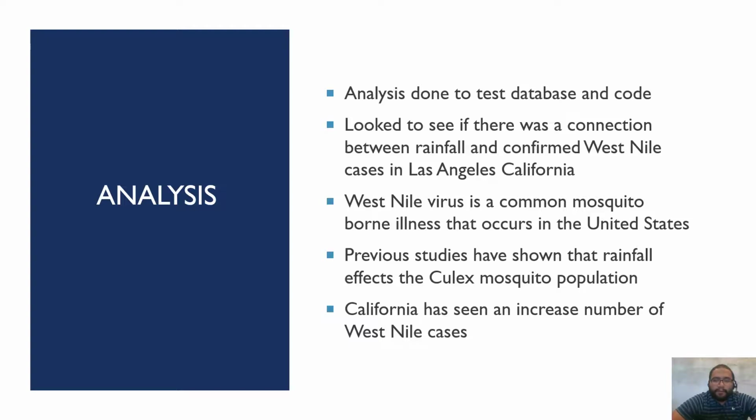The analysis done for this project was simply looking to see if there was a correlation between West Nile virus cases and confirmed cases in Los Angeles, California, and rainfall. The West Nile virus, so everyone is aware, is a common mosquito-borne illness that occurs in the United States. Previous studies have actually shown that rainfall affects the Culex mosquito population, which is the mosquito that has the West Nile virus. California has also seen an increased number of West Nile virus cases, and because of that, I decided to look at the correlation between rainfall in Los Angeles, California, and confirmed cases of the West Nile virus.